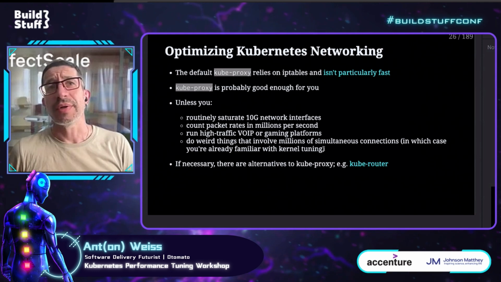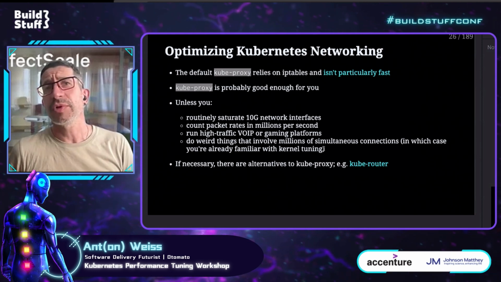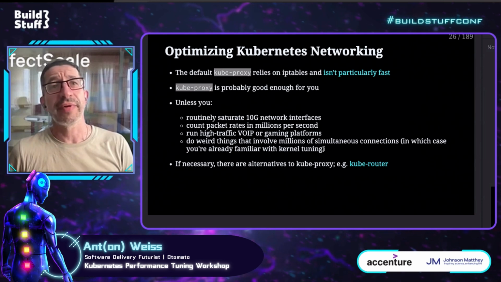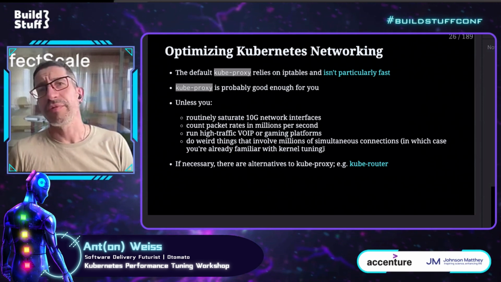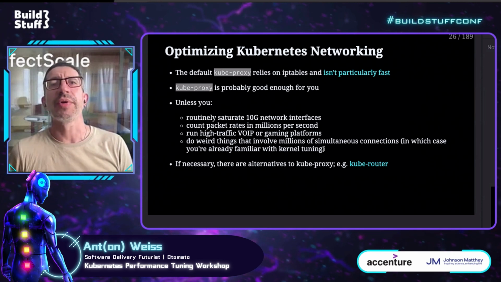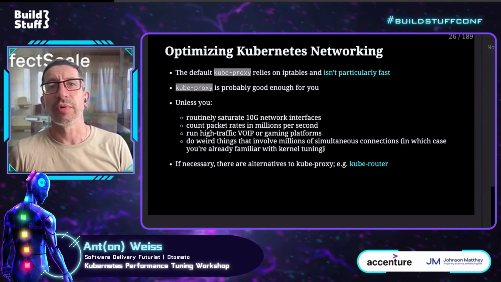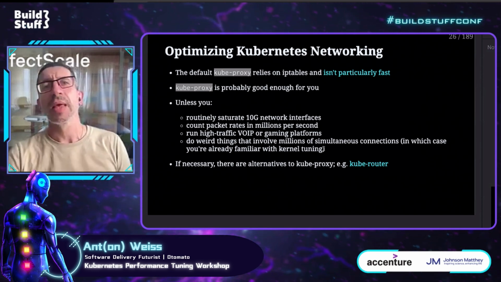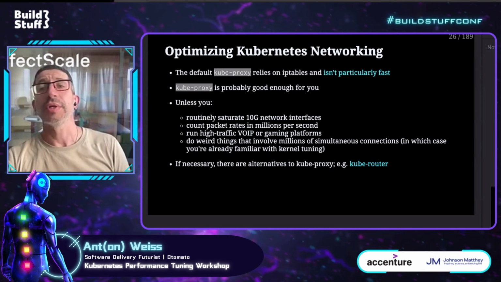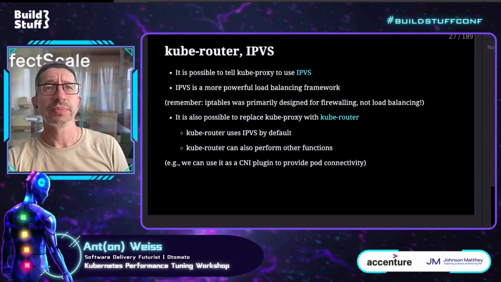Regarding networking, the default kube-proxy relies on iptables. It's not particularly fast. It's probably good enough for you unless you're doing something that really requires very high bandwidth, like, I don't know, video streaming or gaming. If necessary, there are alternatives to kube-proxy, for example, kube-router.